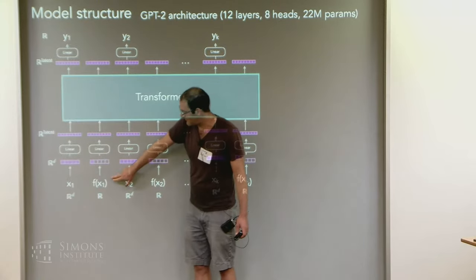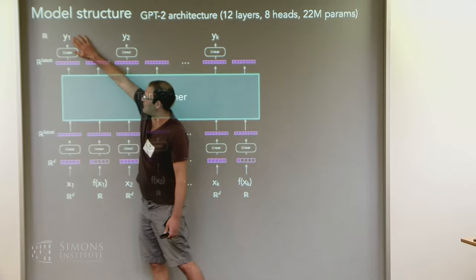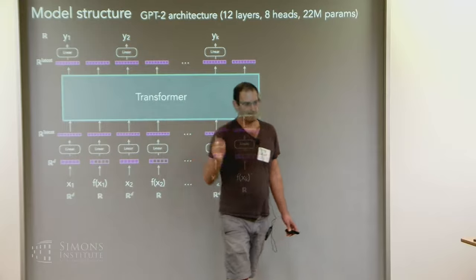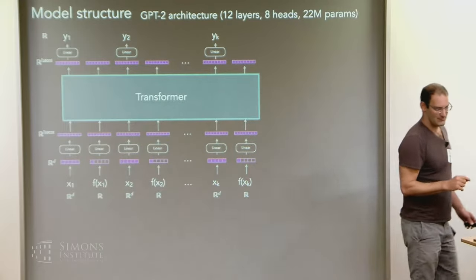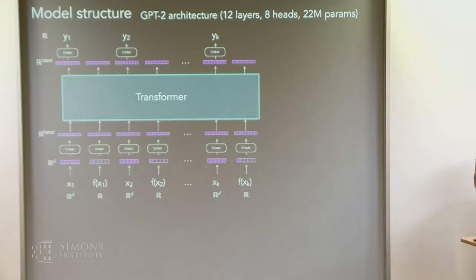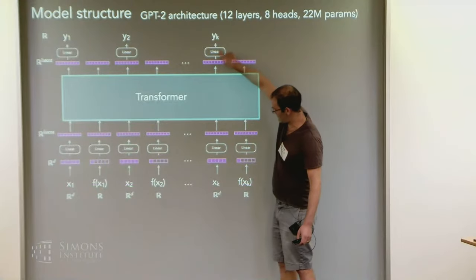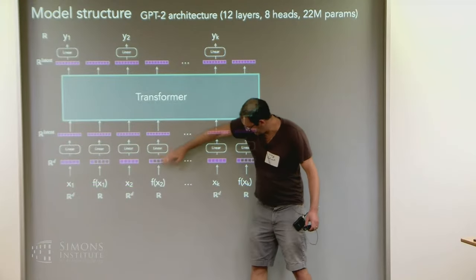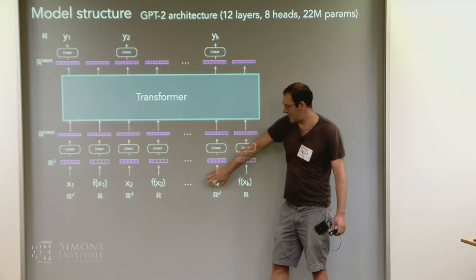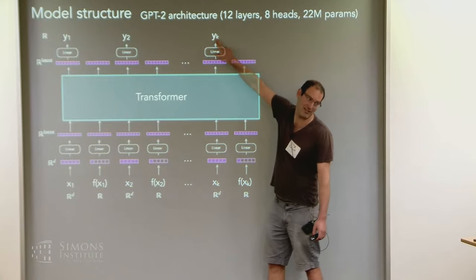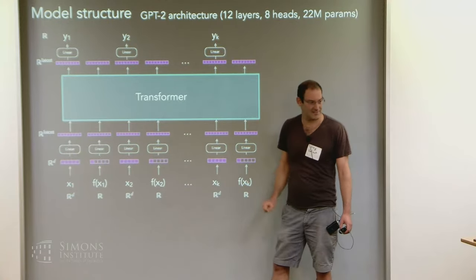So the loss is really just a squared error on its predictions. The loss is the squared error. What comes out here is some function of the first k minus one labeled examples and the kth example, and the loss here is just a squared error on the label for this last one.